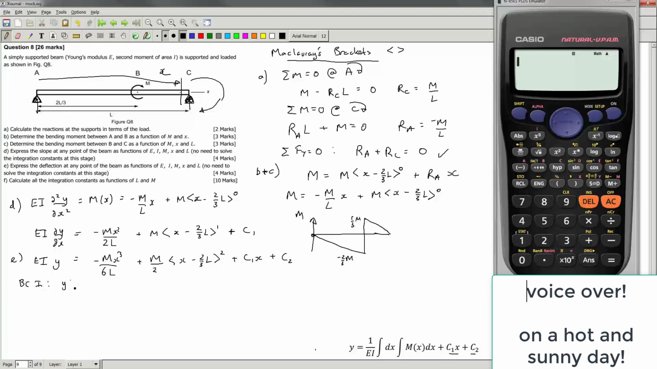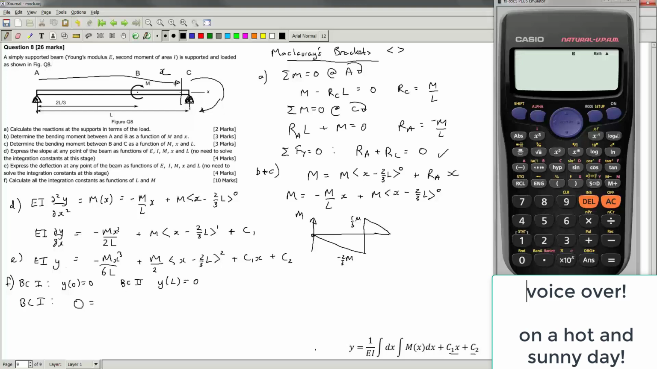Okay, so for part F, where we're looking for the constant terms, we want to find what these C1s and C2s can be. These are my Macaulay's bracket C1s and C2s, they're not the conventional ones. But what boundary conditions do you use for Macaulay's brackets? Well, you only need two boundary conditions, which makes things a bit easier. You can have the boundary condition that y equals 0 when x equals 0, and that y equals 0 when x equals L. They are going to be my two boundary conditions.